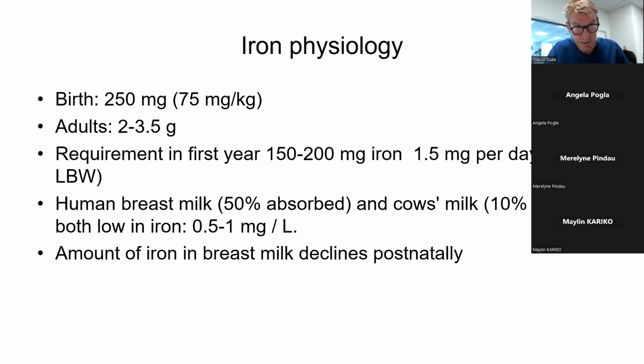Now, for the first 6 months of life, breast milk is a very good source of iron. If a mother is not iron deficient, if she's got enough iron, then human breast milk is a very good source of iron for 6 months.